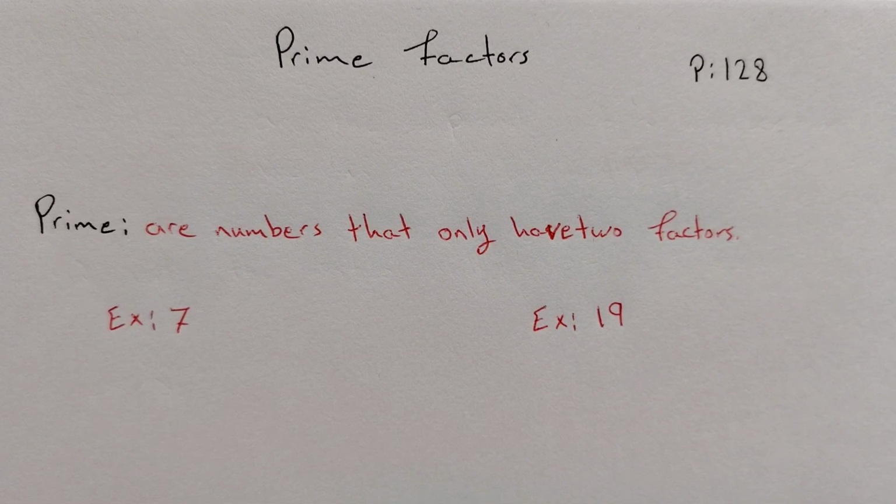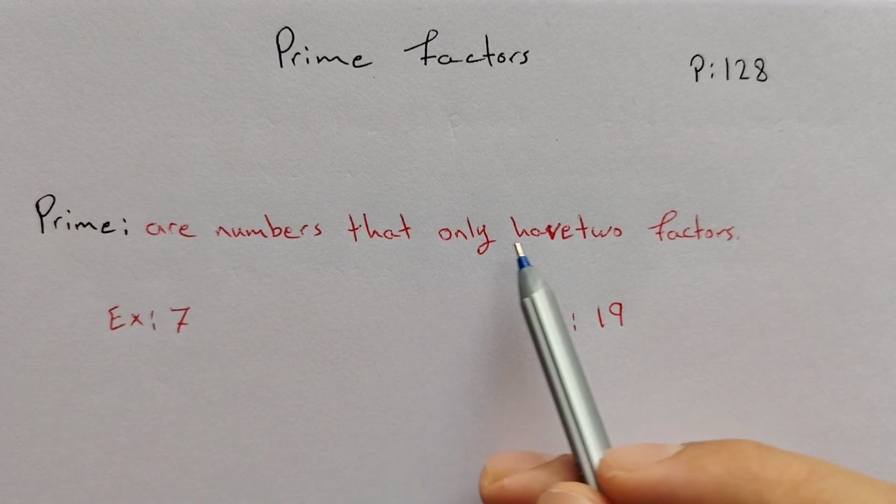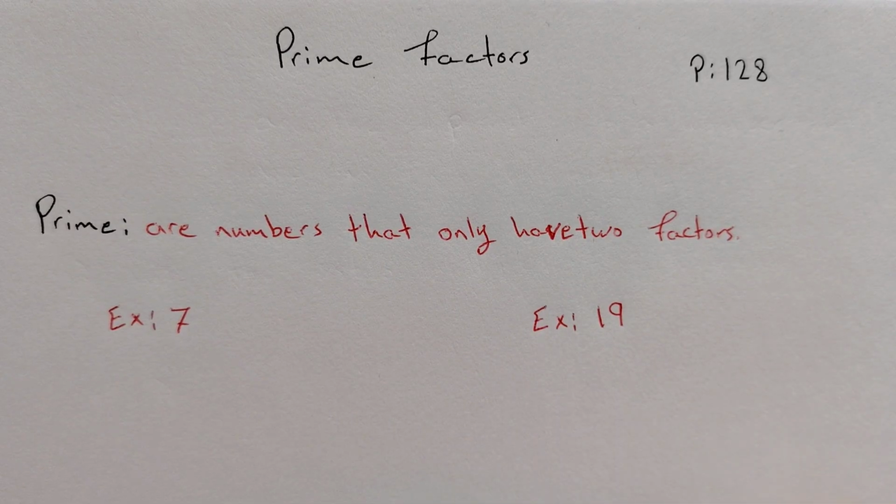In this video, we're going to talk about prime factors. First, before prime factors, we should know something. What is prime? Prime are numbers that only have two factors. What does that mean? In the last video, we talked about factors. We said factors are numbers that we are multiplying.